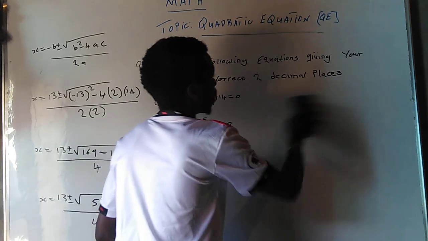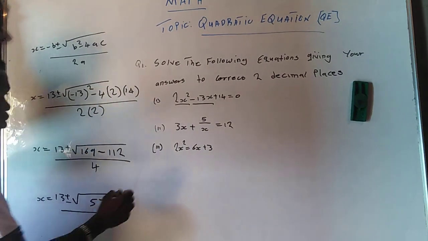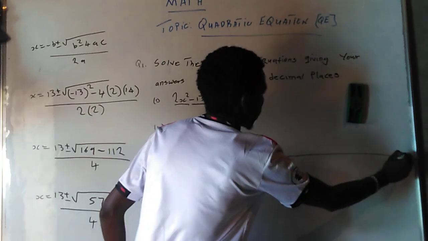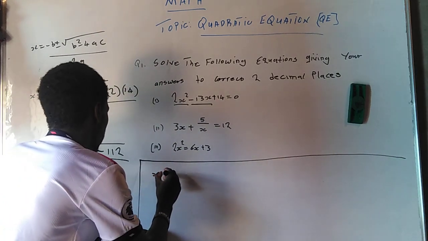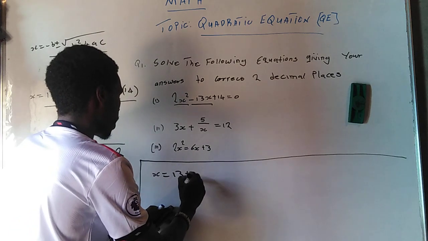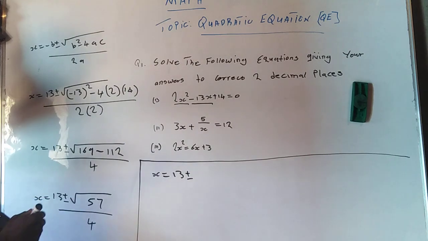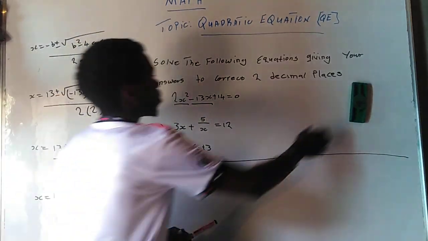All these are past papers. This one was coming from 2021 internal. So I'm going to continue from here. Let me just try and draw a line here. Now I'm going to say x is equal to this 13, I'm going to bring it in, 13 plus or minus. So now, what is the square root of this 57?